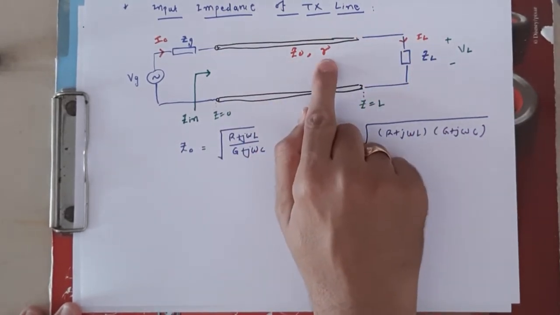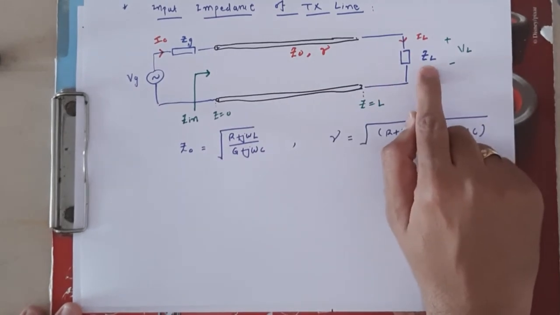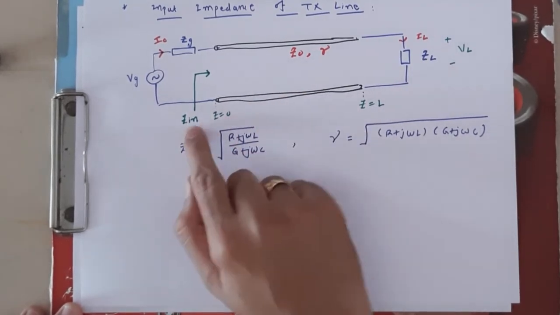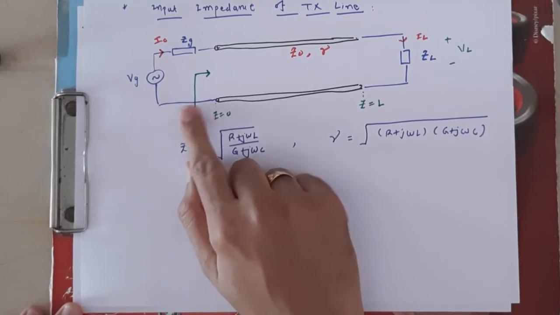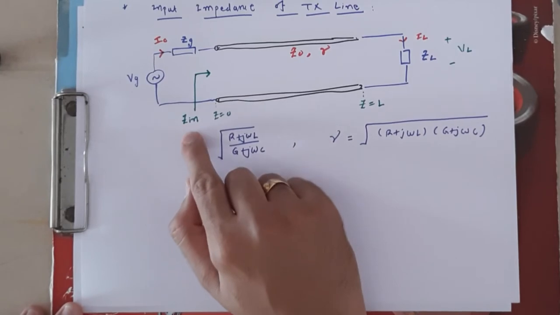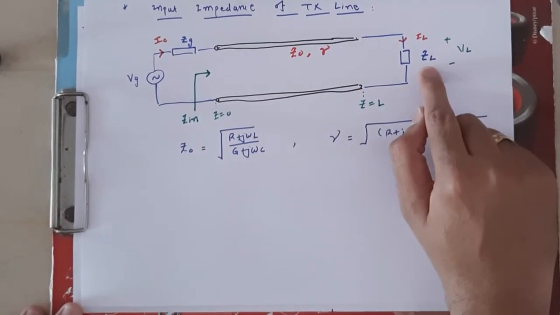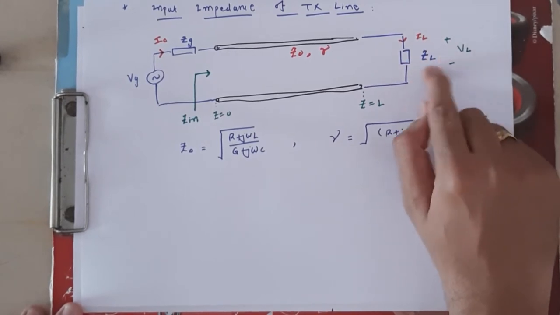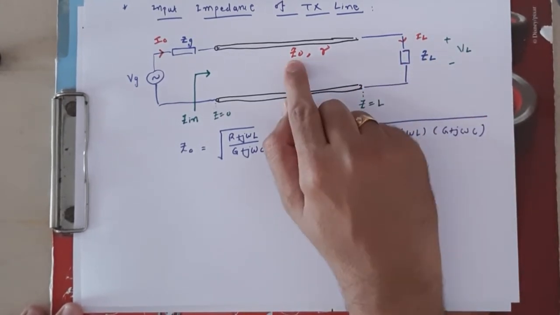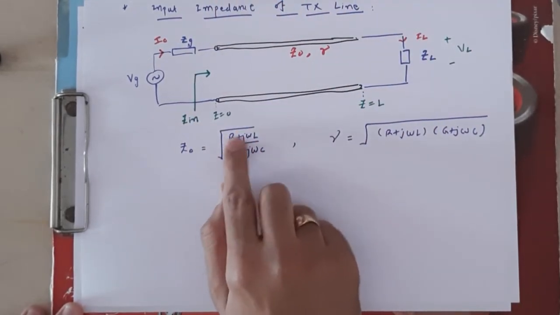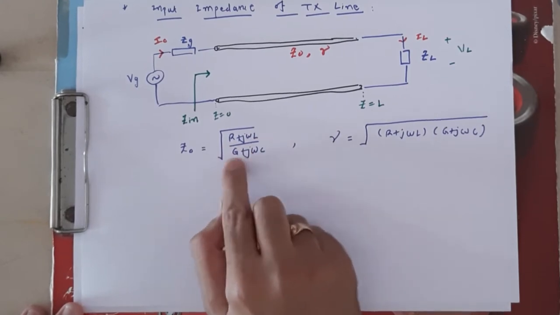Z0, gamma, and ZL. This load impedance is also included in the equation of input impedance. We have to derive the equation of the input impedance in terms of Z0, in terms of gamma, and in terms of ZL. ZL is the external load resistor that we connect to our transmission line. What is Z0? Z0 is the characteristic impedance, and it depends on the parameters R, L, G, and C.